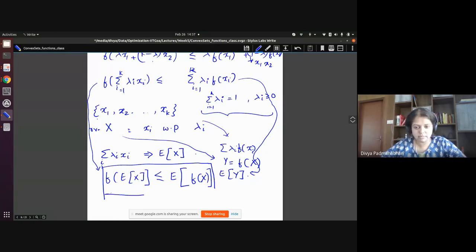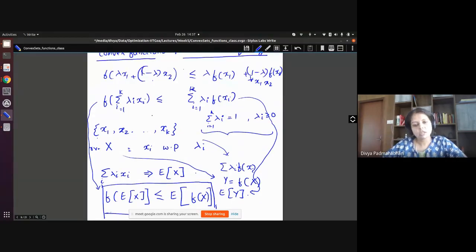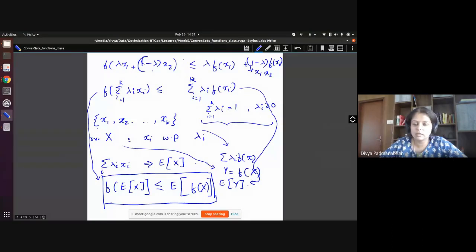It's just convexity. But one thing is, this notion you can generalize to continuous spaces also. So for instance, here we took k points.